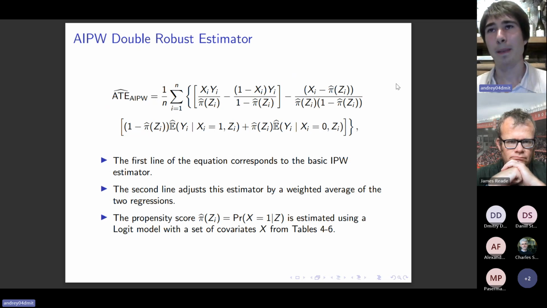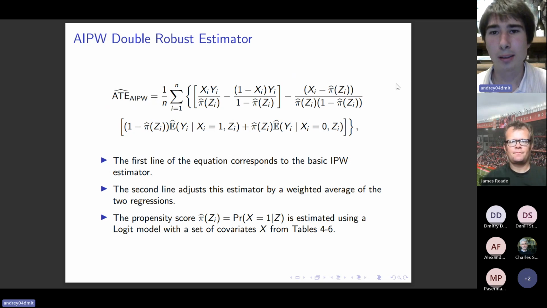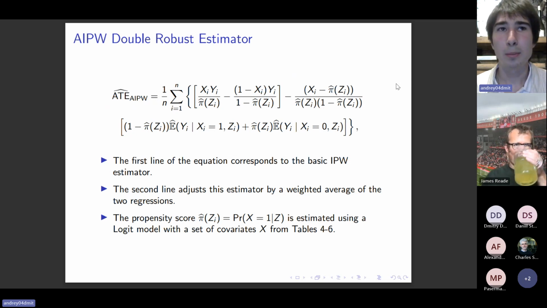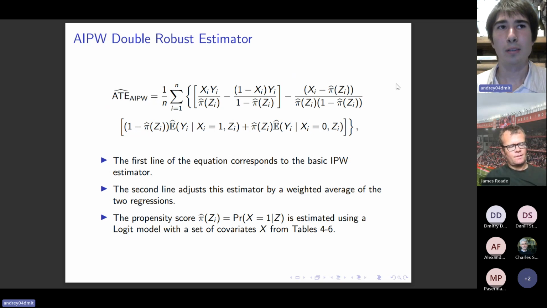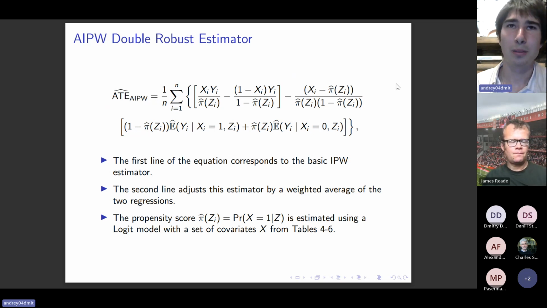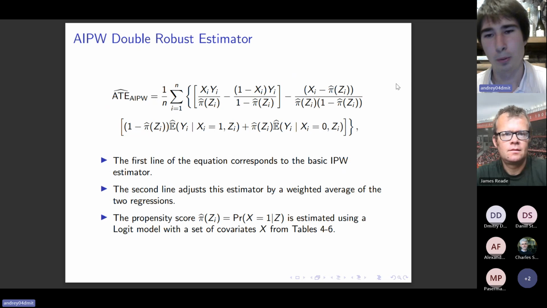So it takes the best from two methods, IPW and regression adjustment. That is why it's double robust, because if at least one of these models is specified correctly, then the estimator isn't biased. And this is why it's very, very popular.